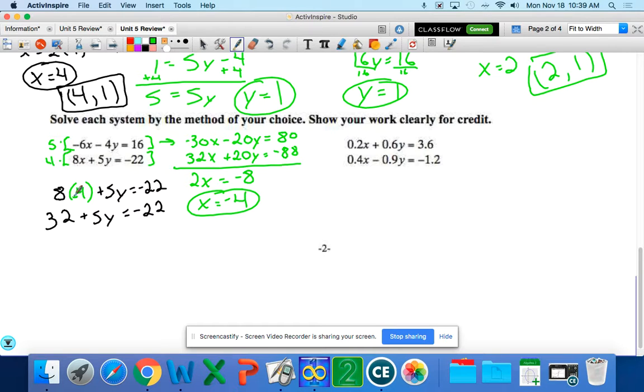So whenever I have negative 32, I'm going to add that to both sides. That's going to cancel out. I get 5y equals 10, and thus y equals 2.